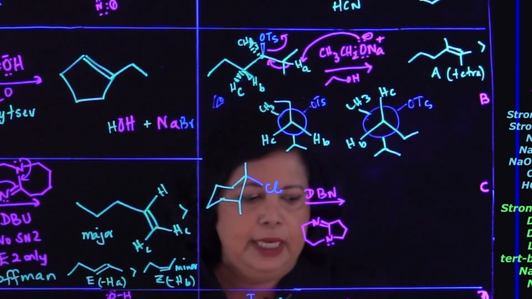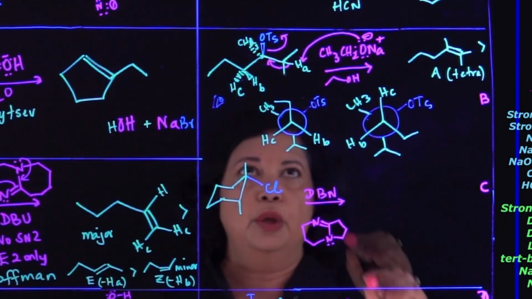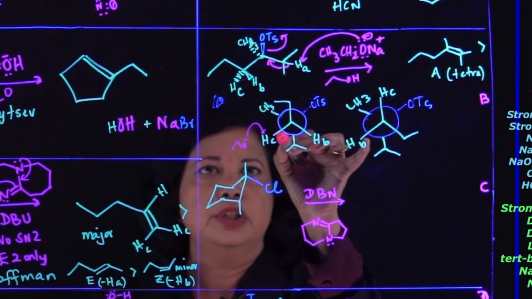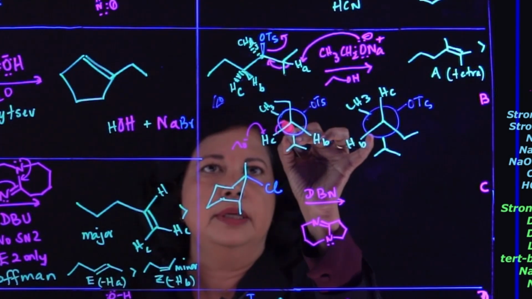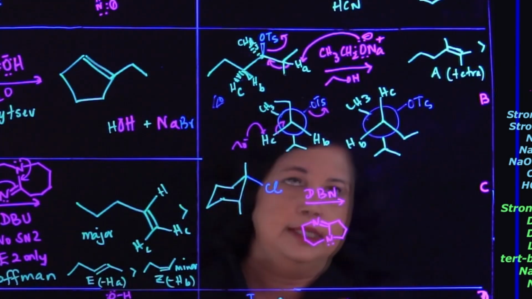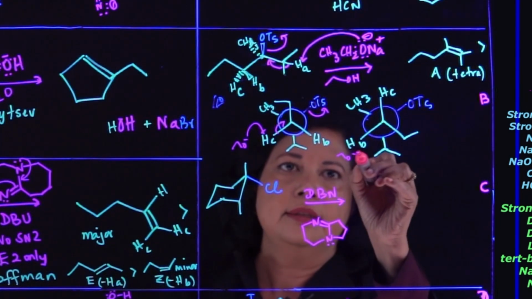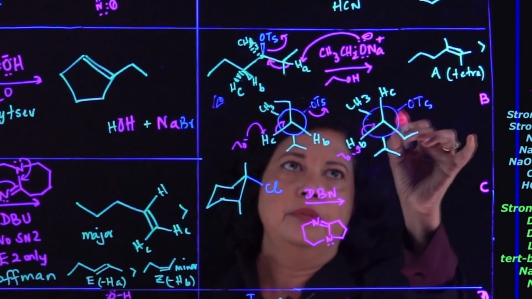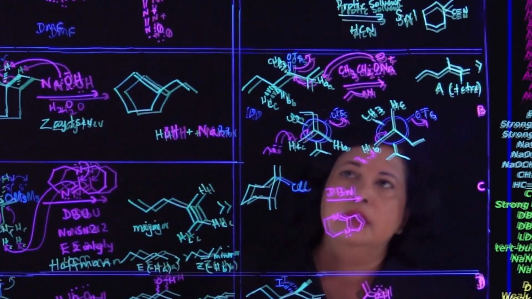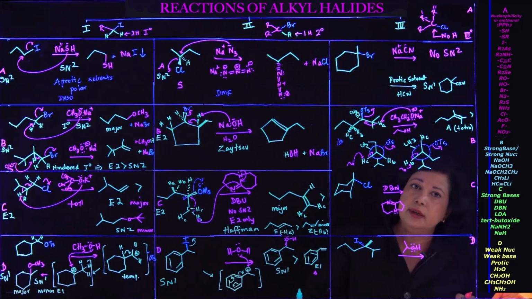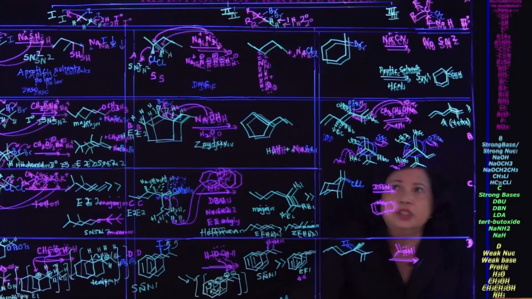So in both cases, you're going to do the same thing. You're going to take your base, which is your ethoxide, pull off the hydrogen. Those electrons are going to go into that carbon here and kick out that OTS. You could do that with HC or HB. So really, there's no difference in the mechanism. Which one do you think is going to have a lower energy transition state, which means your activation energy is lower? Look at the sterics.